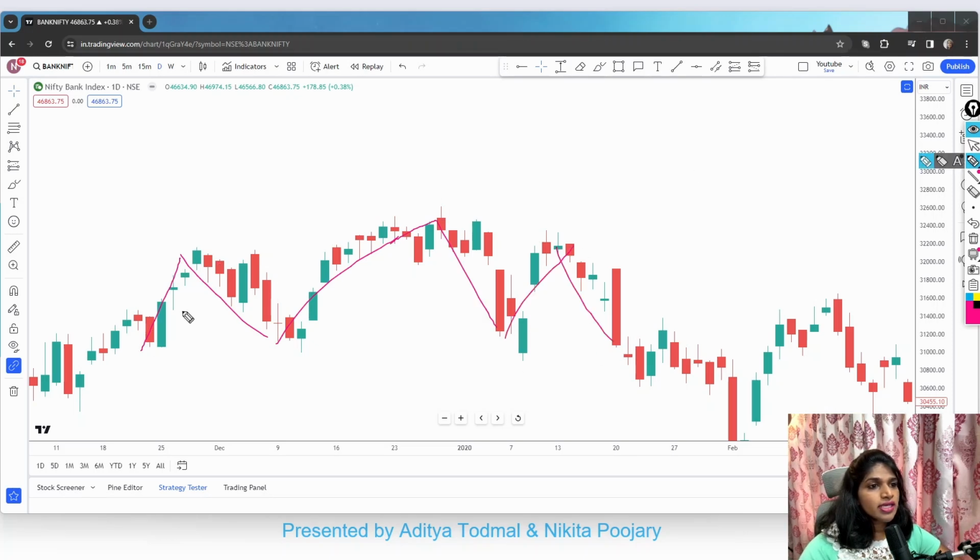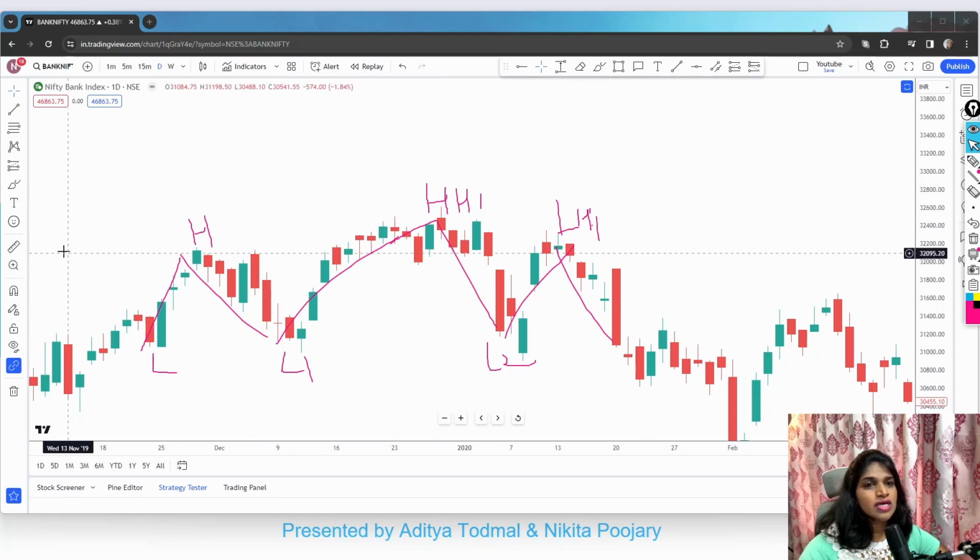Now here, what I can see, if I just have to plot those swing points, then this is my low, this is my high, and this one is a higher high, slightly higher high one, and the same lows, again the same lows, and this one is a lower high one. But if you just look at it technically, the highs more or less are in the same zone.